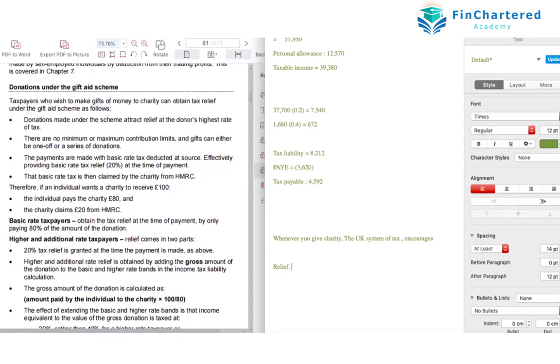How and what? See, say you are making a donation of $100, right? If you want to make a donation of $100, you go to a charity and say, oh, I want to pay $100 to you. What the government will do is, oh, you want to pay $100, right? From your end, you only shell out, you only pay 80.